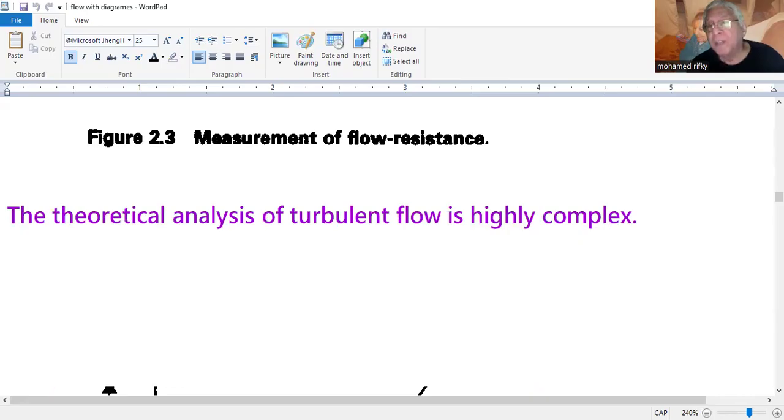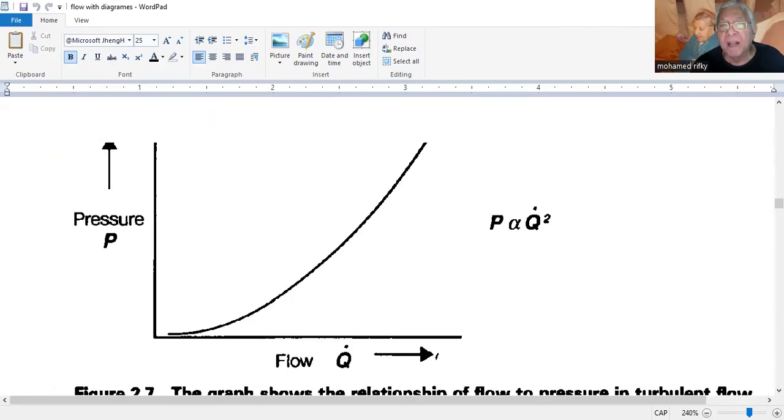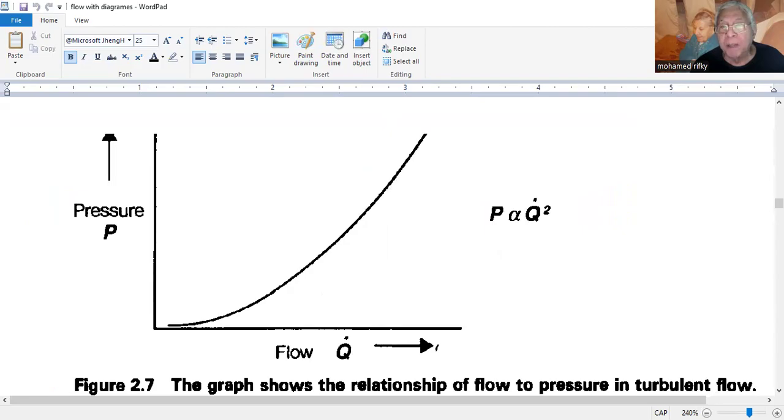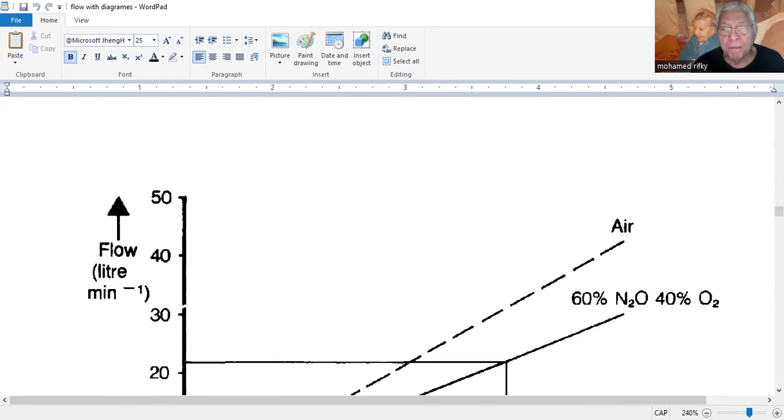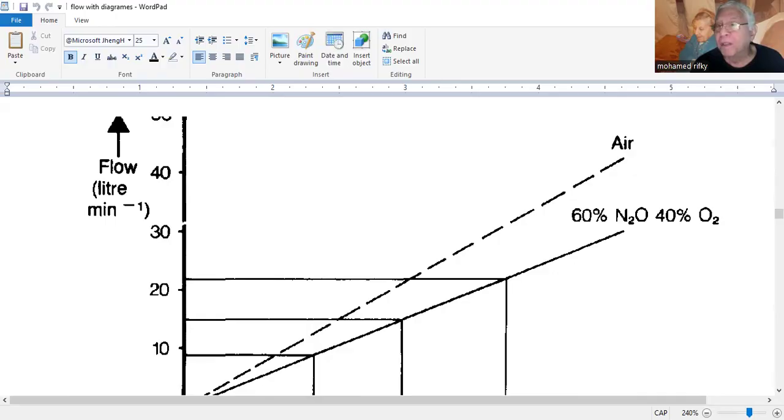Of course, to perform an equation is difficult because the turbulent flow is highly complex. This is the relation between the flow and the pressure. Of course, it's non-linear. The relation between both of them is different from that of the laminar. So you ought to increase the pressure much more to gain a flow.